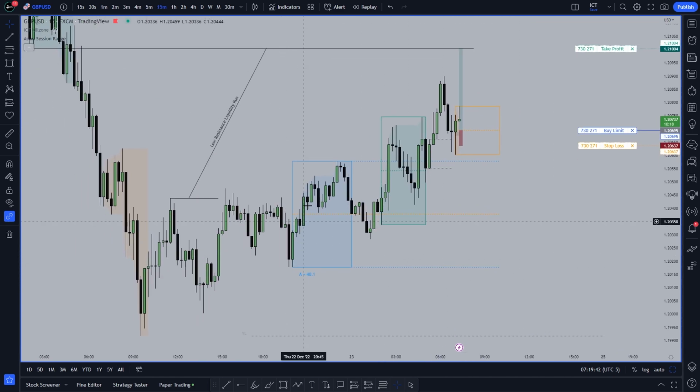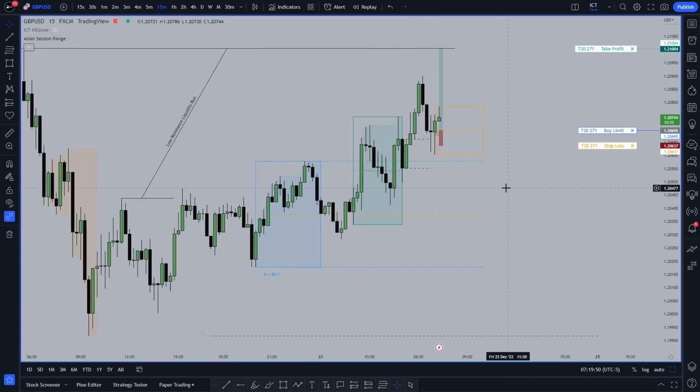So the Asian session ranged, same thing here. Comes back down to the 50, continues going higher. Trend begins a bit bearish to then bullish to then bearish to then continue bullish.